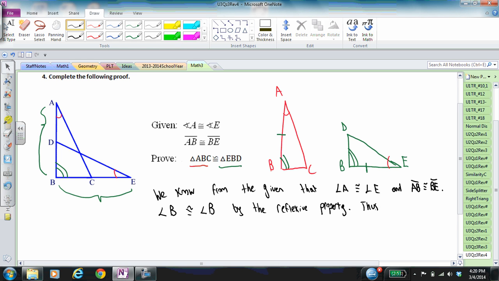Thus, triangle ABC is congruent to triangle EBD by angle side angle, the angle side angle congruence postulate. And that's it. So it's a three-sentence proof. So if you did it with the two-column method, it would be 3 rows. Given, reflexive property, angle side angle. Booyah.